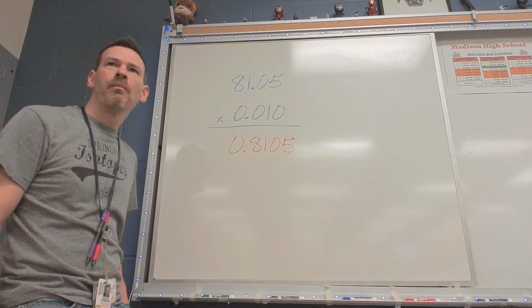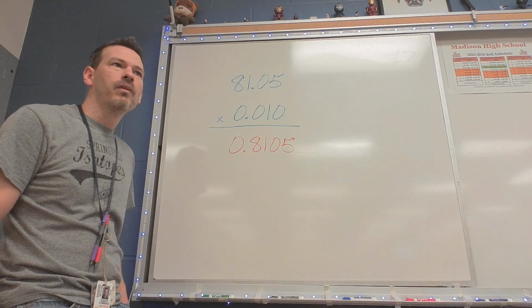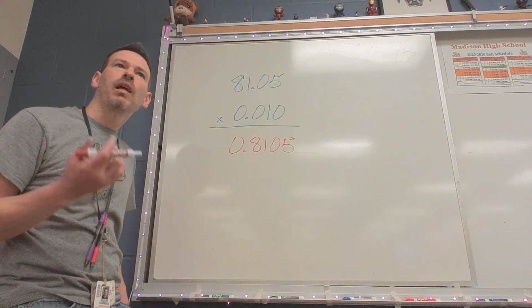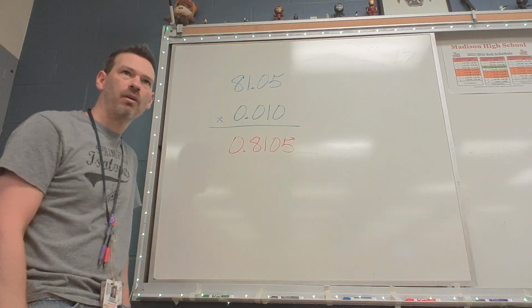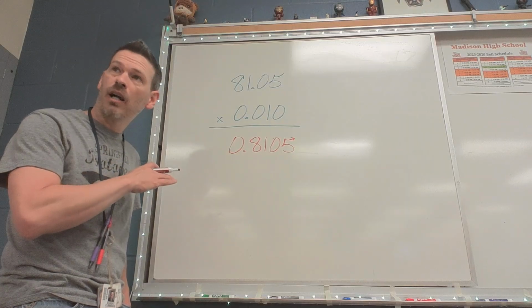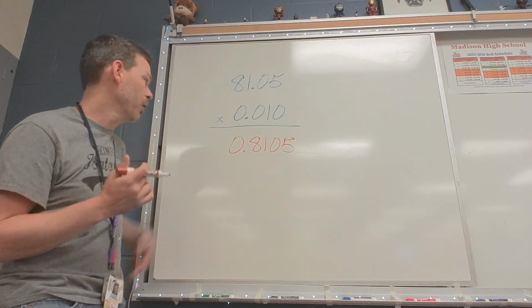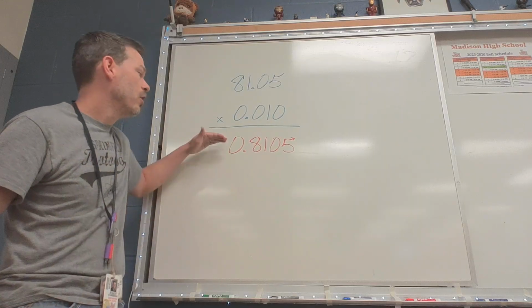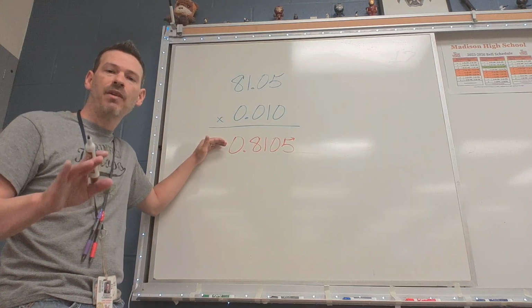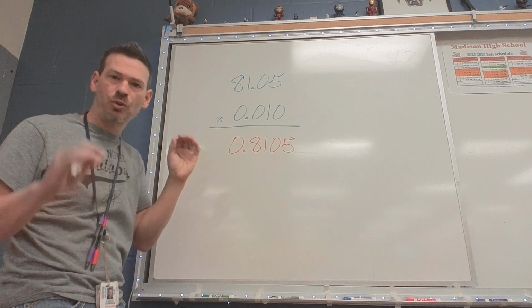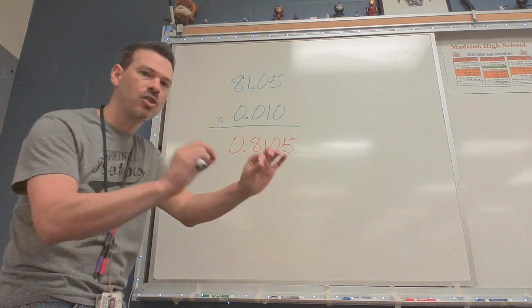Did you get the brown number? But that's not the answer. If you were to report that brown number, it would be completely wrong. Because here's what your slide says. If you're multiplying or dividing, your answer can only have a number of sig figs equal to your least precise starting number.